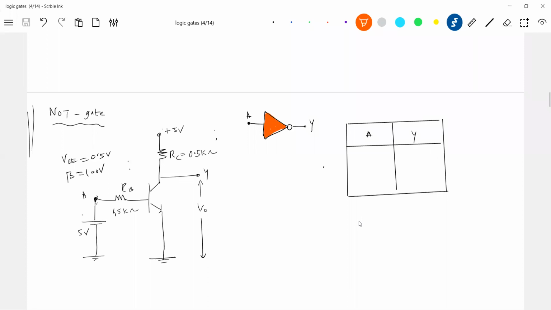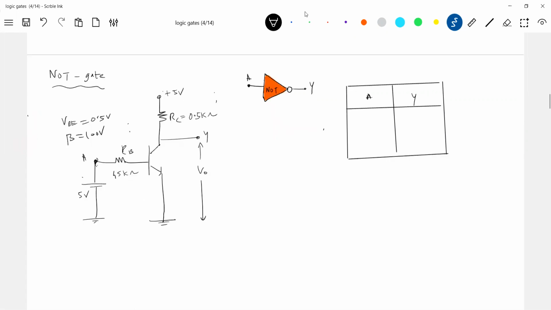Not gate. We'll use different colors. It will be easy for you, that one. Okay, what is this? This is called a not gate, or a negation, or a complement. What is this operation? What is the not operation?